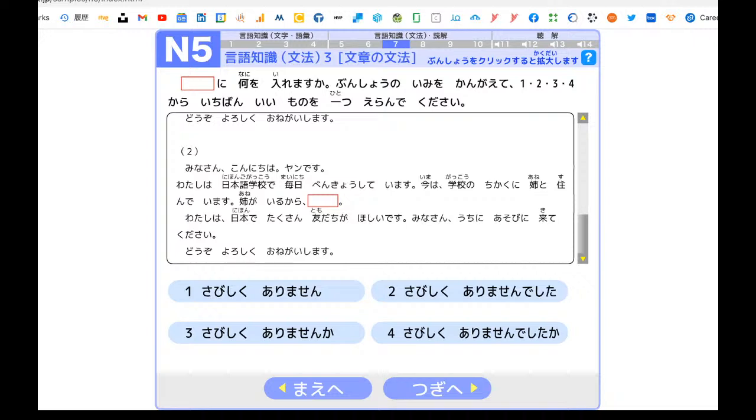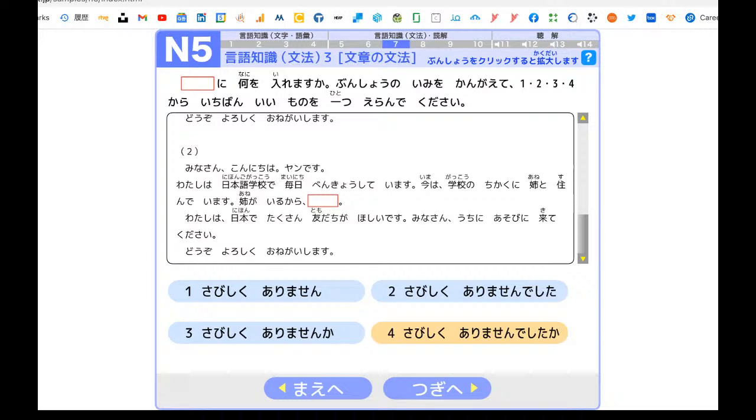And here, the second one. Let's take a closer look, but before that, let's take a closer look at the options. First one, 寂しくありません. I'm not feeling lonely. Second one, 寂しくありませんでした. I was not feeling lonely. Third one, 寂しくありませんか? Are you feeling lonely? 4. 寂しくありませんでしたか? Were you feeling lonely?